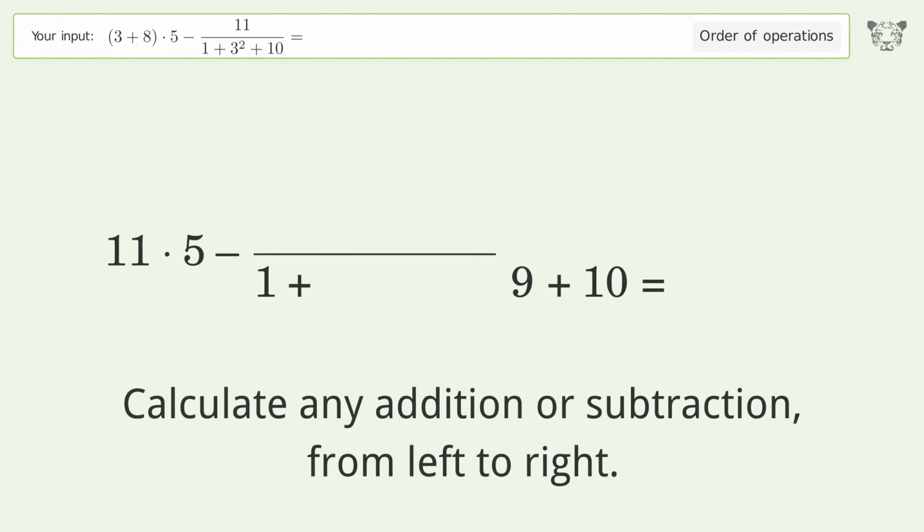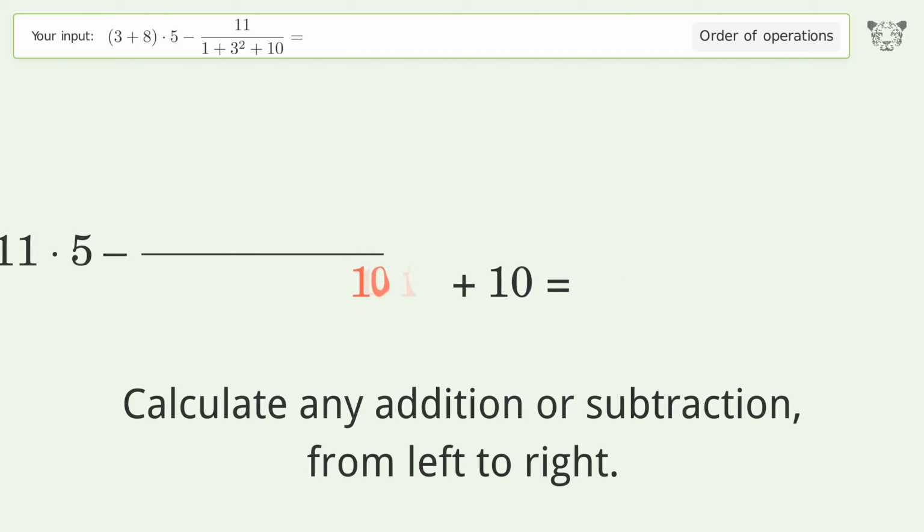Calculate any addition or subtraction, from left to right. 1 plus 9 equals 10. 10 plus 10 equals 20.